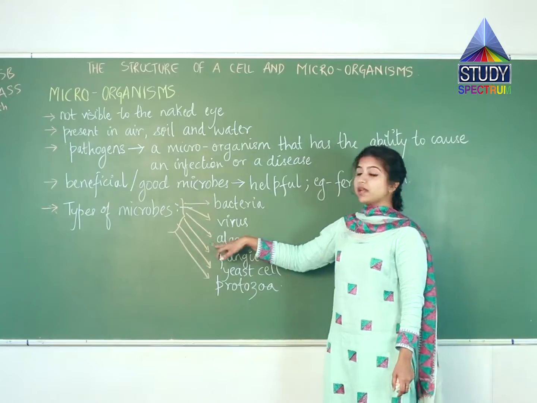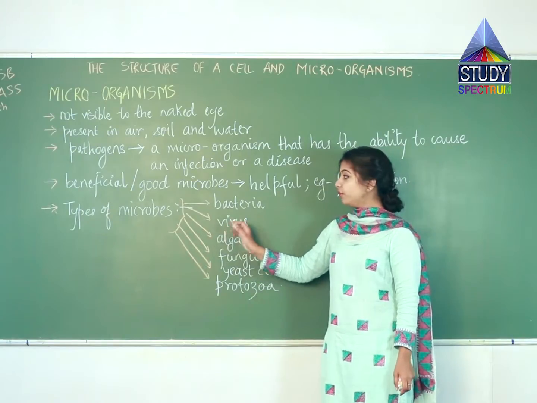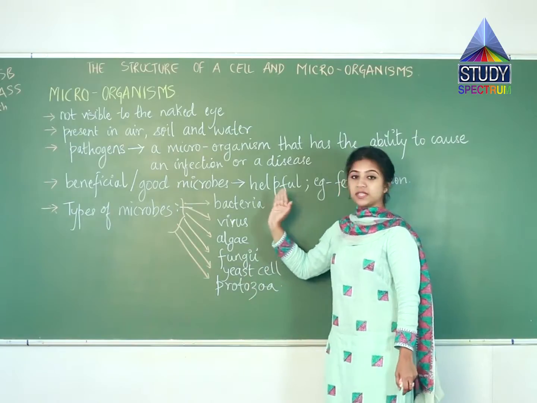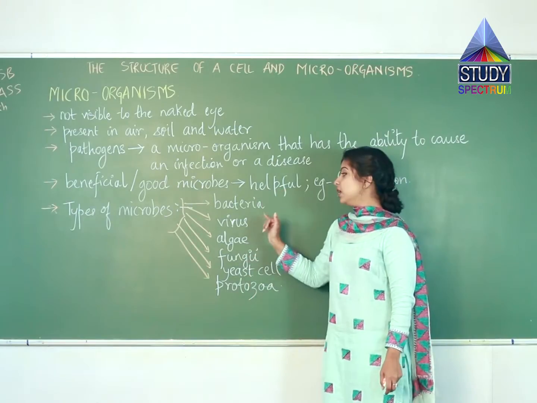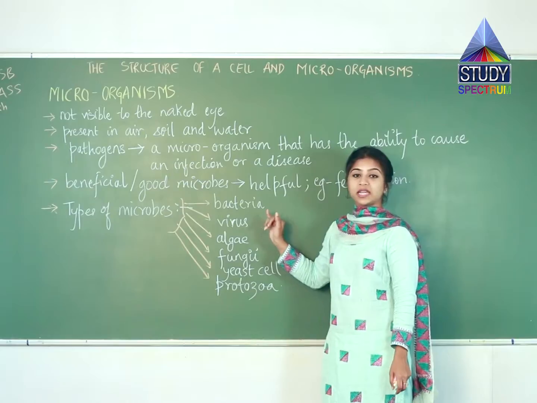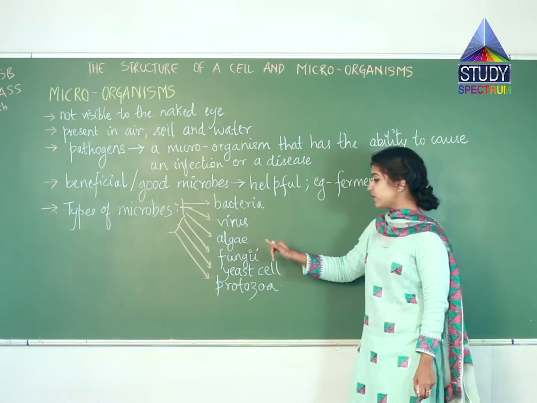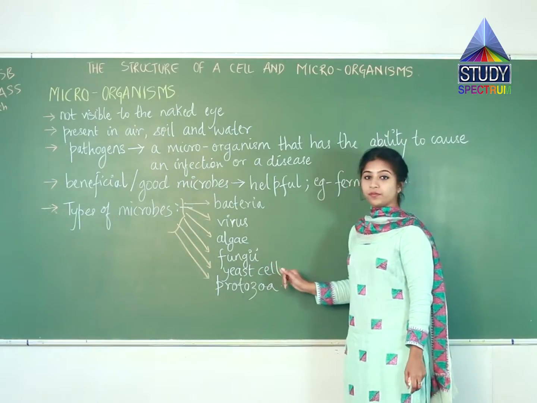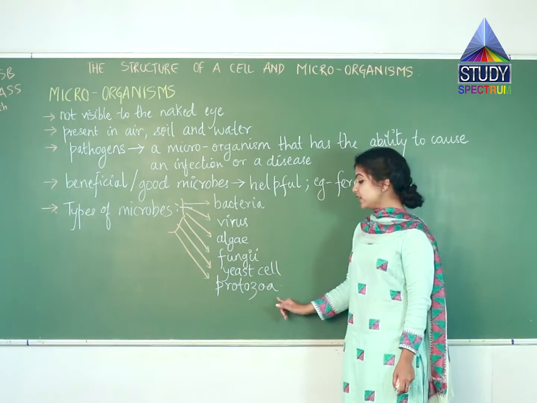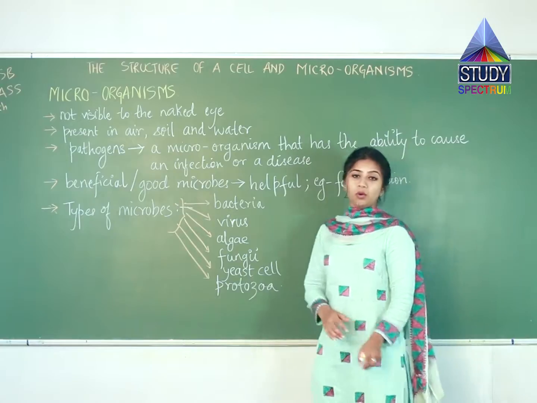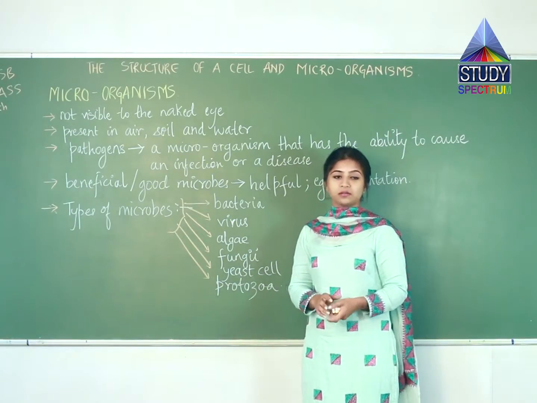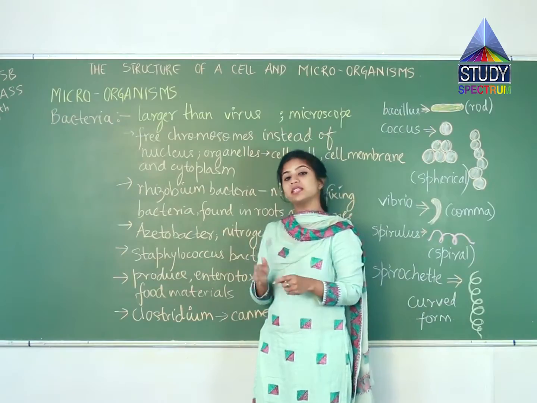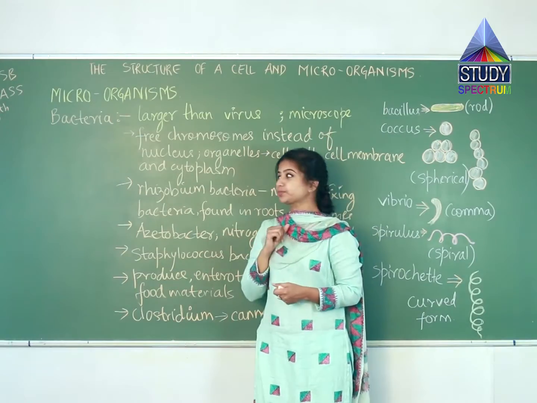Then we came down to understand the types of microbes. We understood that there were 6 classifications. The first one was bacteria, the second one was virus, the third one was algae, the fourth one is fungi, the fifth one is yeast cells, while the last is the protozoa. Now we'll be moving on with bacteria. So let us start by understanding about bacteria.